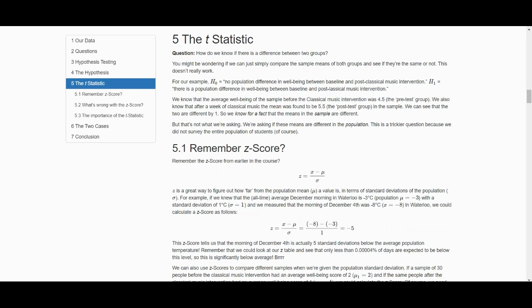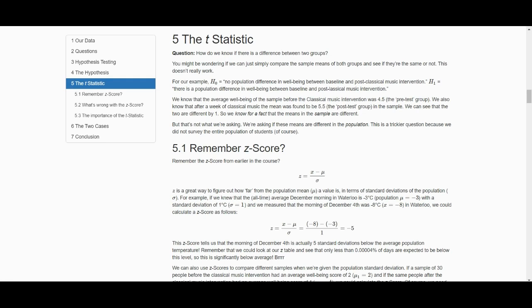So, as a motivating question, how do we know if there's a difference between two groups? You might be wondering if we can just simply compare the sample means of both groups and see if they're the same or not. But this doesn't really work. For our example, the null hypothesis is that no population difference in well-being between baseline and post-classical music intervention exists. H1 is that there is a difference between baseline and post.